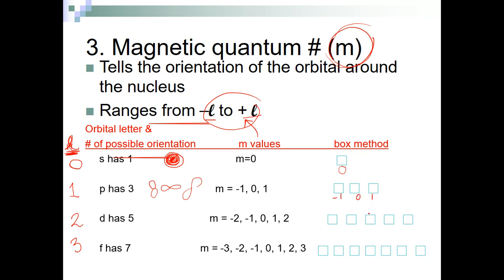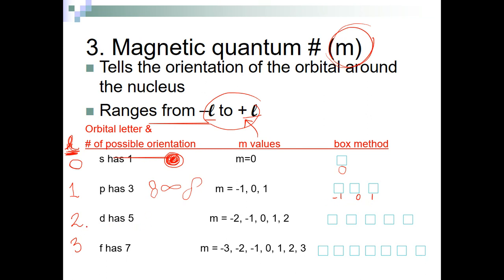And I call these my mailboxes. Remember, we're talking about an address here. We're trying to figure out what the address is for an electron. This m quantum number tells us the mailbox number. So if we're trying to get a letter to each element, we would need to know the mailbox number.